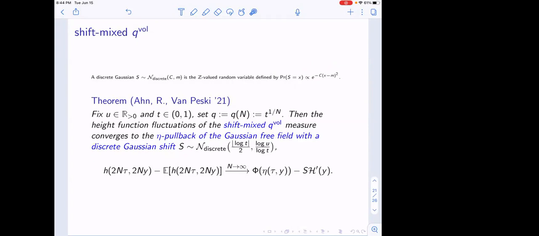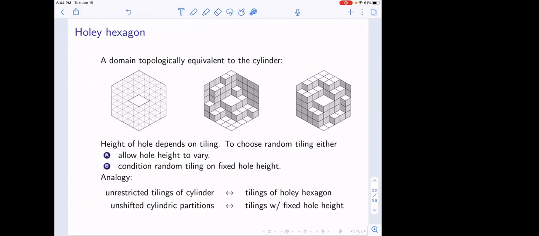And now for the rest of the talk, in the remaining 5 or so minutes, I'm going to talk about another model which has similar sorts of behaviors. So let us think about uniform lozenge tilings of the hexagon with a hole. So note that topologically this domain is equivalent to the cylinder.